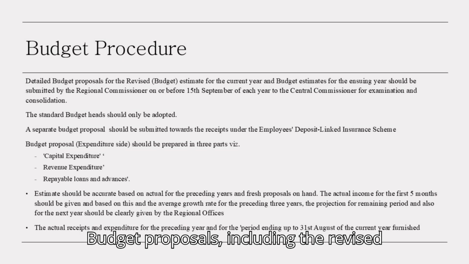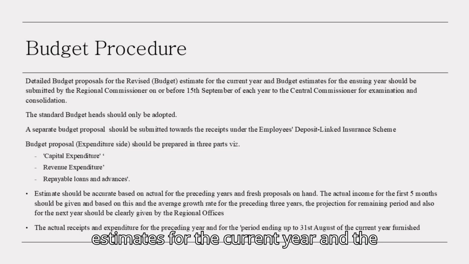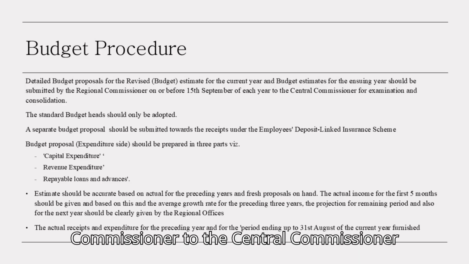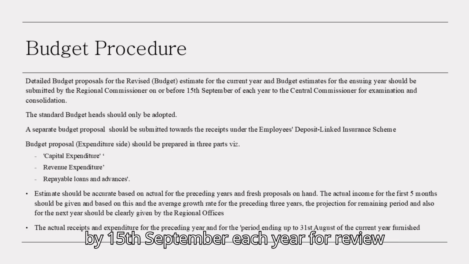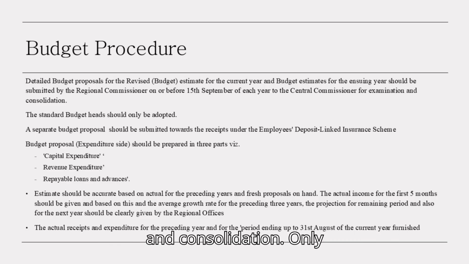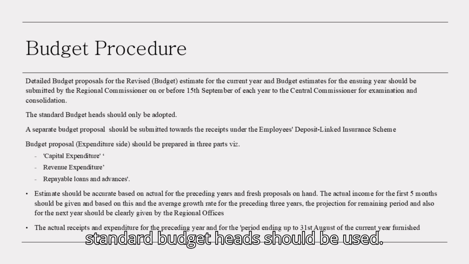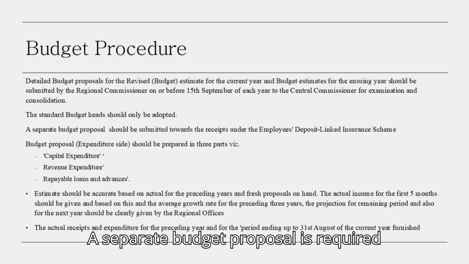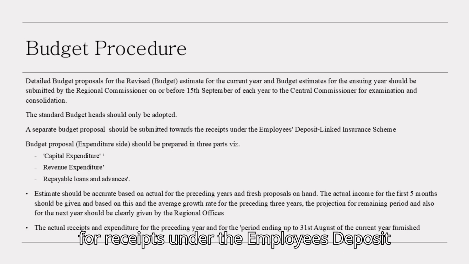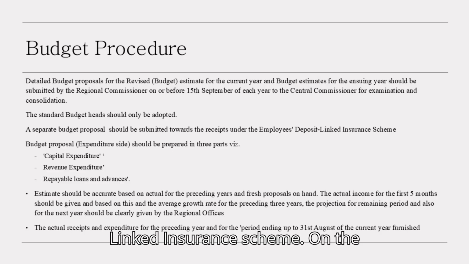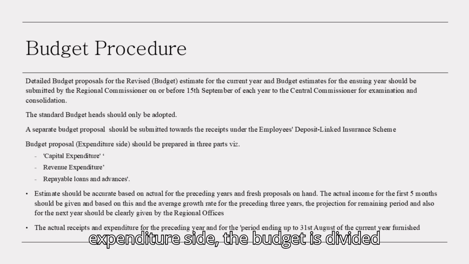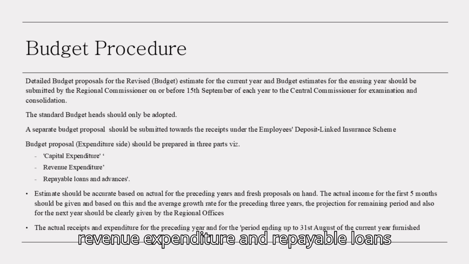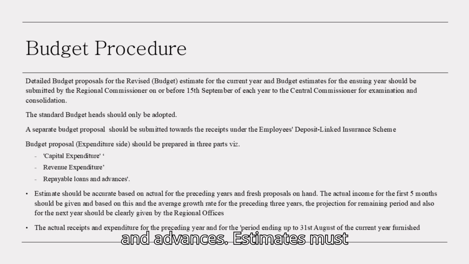Budget proposals, including the revised estimates for the current year and the budget estimates for the upcoming year, must be submitted by the Regional Commissioner to the Central Commissioner by 15th September each year for review and consolidation. Only standard budget heads should be used. A separate budget proposal is required for receipts under the Employees Deposit-Linked Insurance Scheme. On the expenditure side, the budget is divided into three parts: capital expenditure, revenue expenditure, and repayable loans and advances.